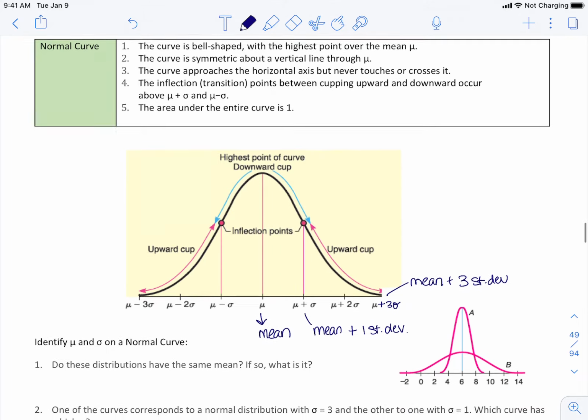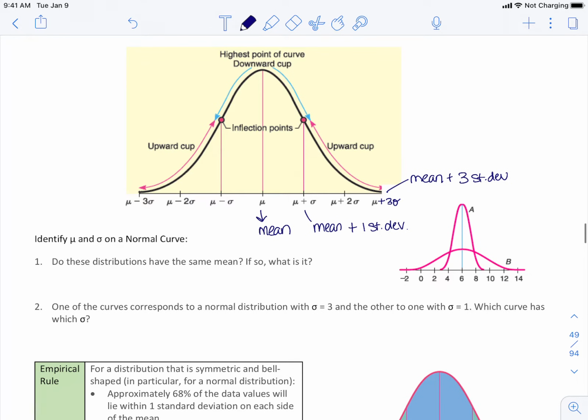So, identifying mu and sigma on a normal curve. We're looking at the distributions on the side here, and it says, do these distributions have the same mean? If so, what is it? We can see here that both of these distributions are centered around the same number. So yes, they do have the same mean, and we're wondering what it is. We can see that this vertical line comes down, and they're both centered here at 6. So this is our mean mu.